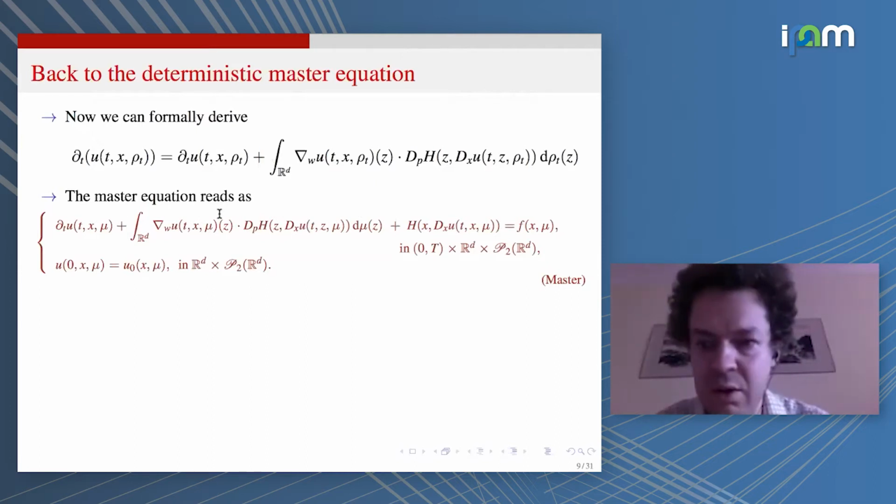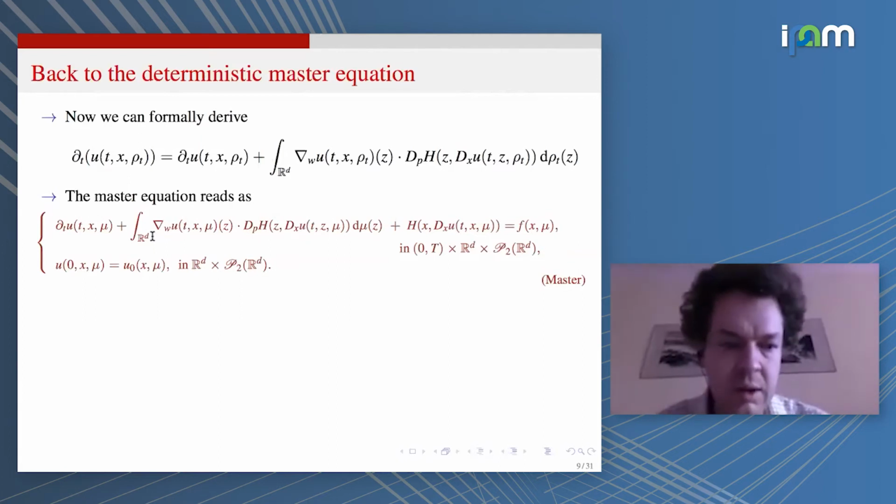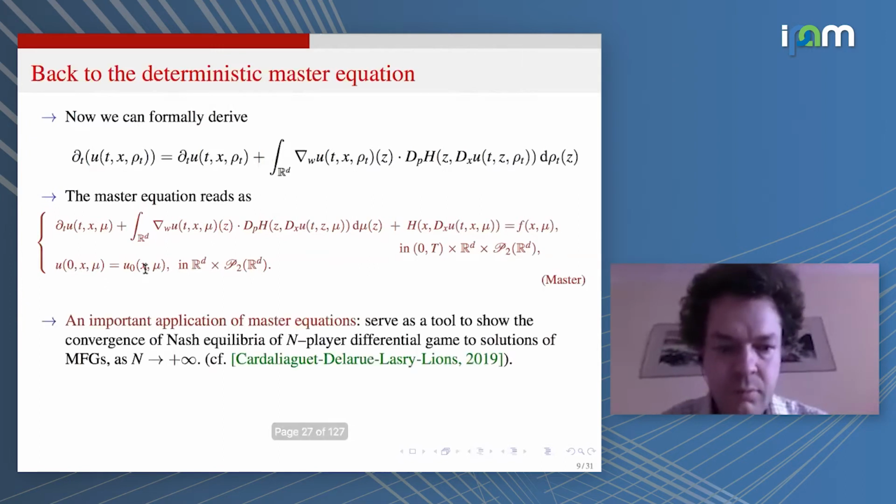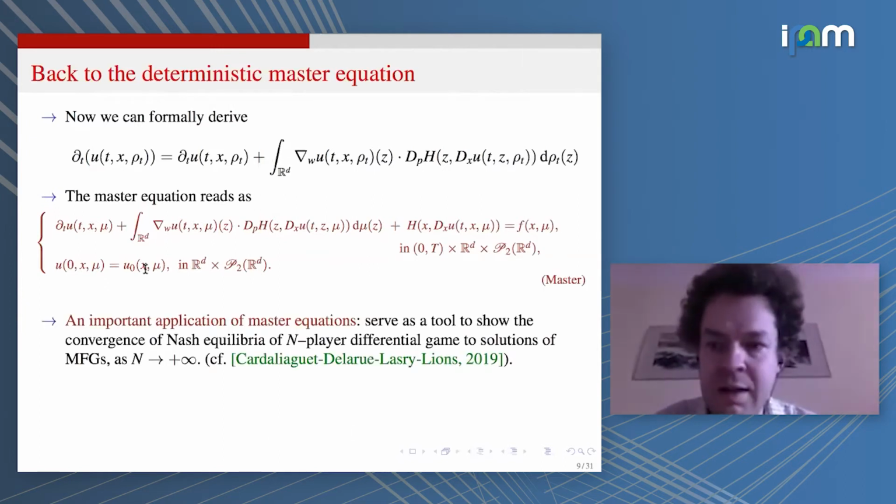So the master equation reads as follows. It is this non-local Hamilton-Jacobi equation in which we have non-locality in the gradient variable with respect to the measure. And it is equivalent, with the initial condition coming from our original problem. And why this equation?